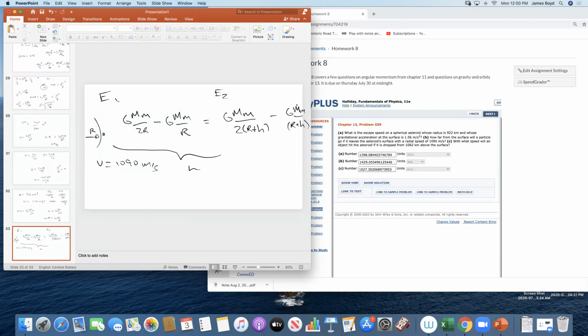Now, all the little m's cancel. And because this is a, what I get here is a to the half minus a at the surface is equal to... if I multiply through by R over R, right? Do I want to do that?